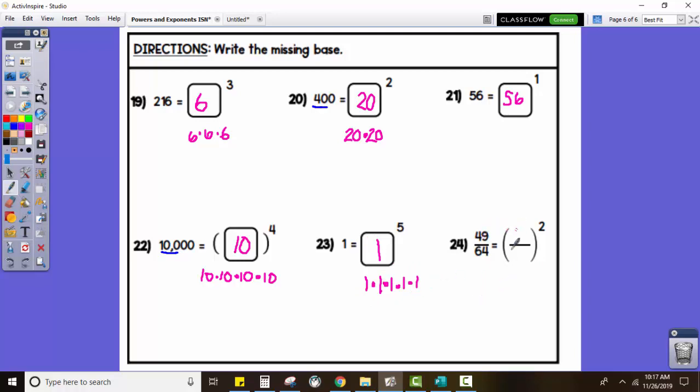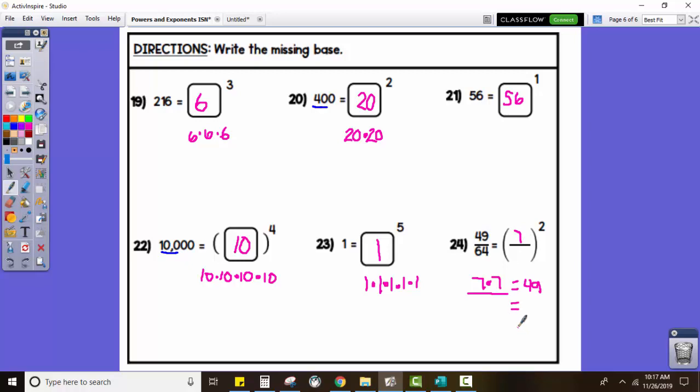So I need to think what fraction multiplied by itself twice is 49/64. It's a little bit easier to think about, okay, let's just deal with the 49 instead of 49 over 64. So we'll deal with the 49 first. I'm going to look at the numerator and think what number multiplied by itself twice is 49. Well, I know 7 times 7 is 49. So the top number in my fraction, my numerator, is going to be 7.